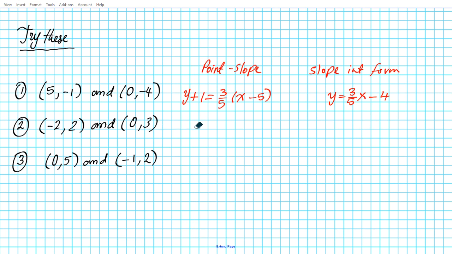For number 2, in point-slope form we have y minus 2 equals m x minus 1. In slope-intercept form it is y equals 1/2 x plus 3. And then the last one is y minus 5 equals m x minus 0, and in slope-intercept form it is y equals 3x plus 5.